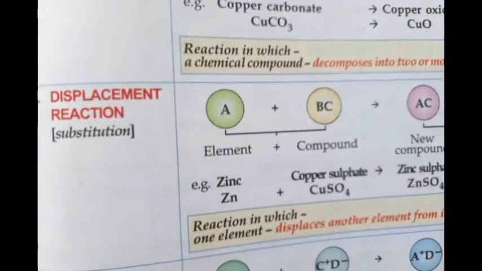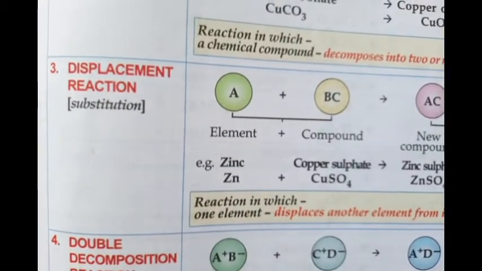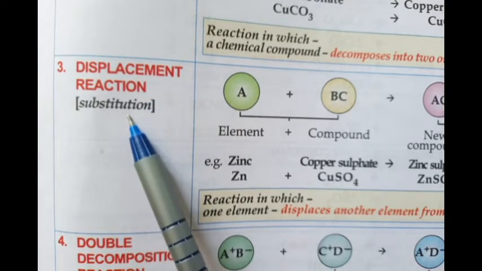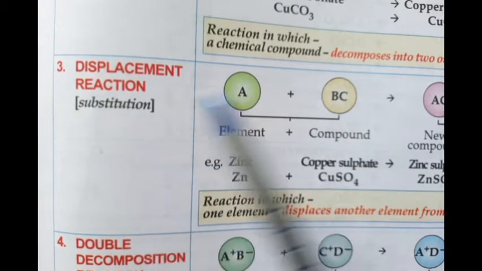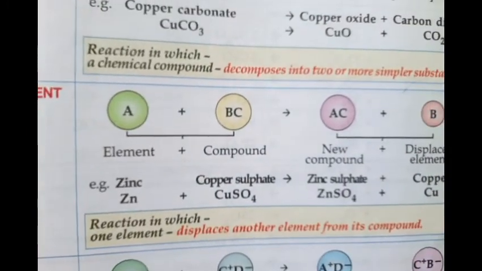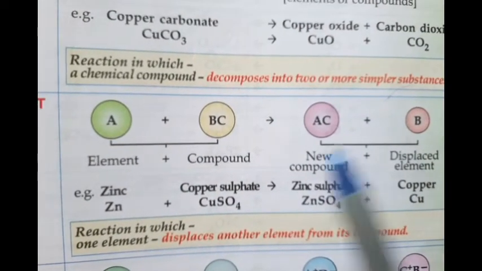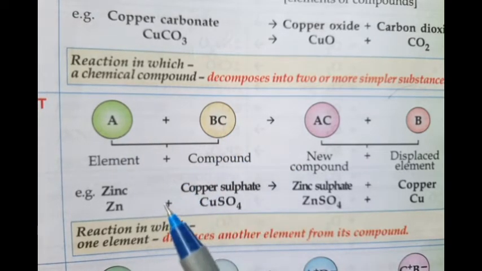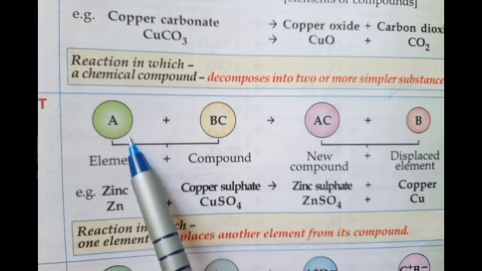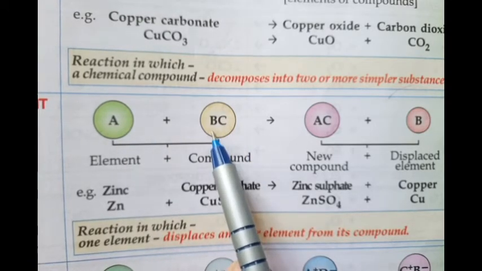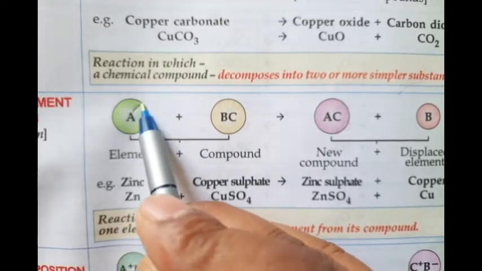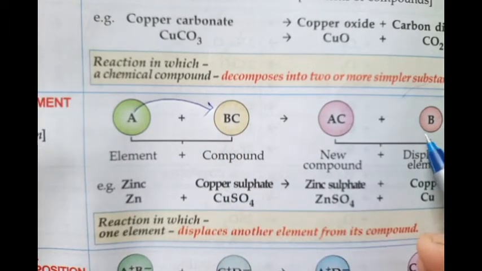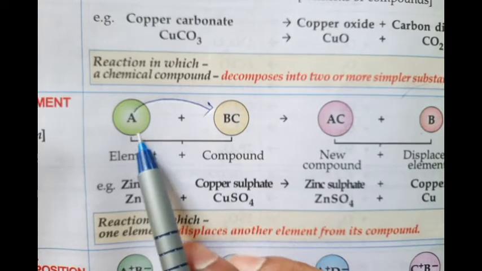Now we go to the third one, that is displacement reaction. Do remember, displacement reaction is also known by the name substitution reaction. Another name of displacement is substitution. Okay. Now let's see what happens here in this reaction, displacement. One element A is reacting with a compound BC. So here do remember, A is more reactive whereas B is less reactive. So therefore A will remove B. A will remove B, as a result B will come out, and what we get is AC.